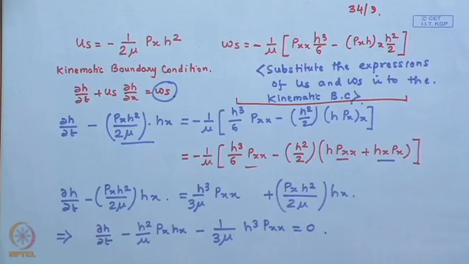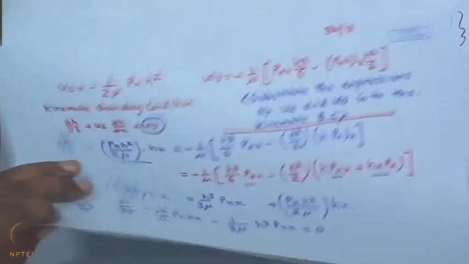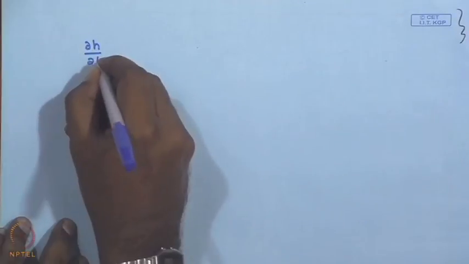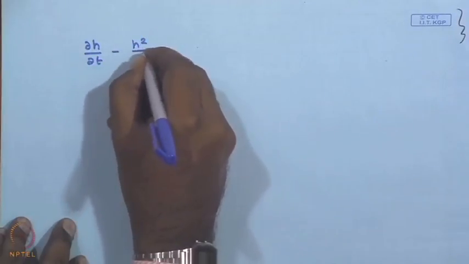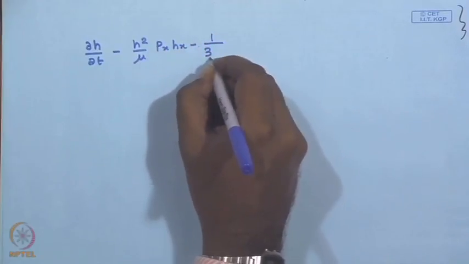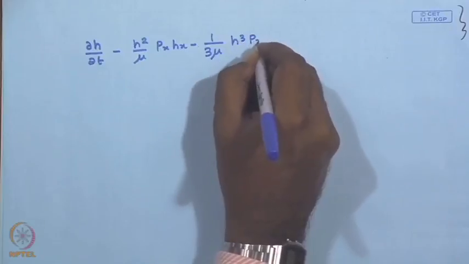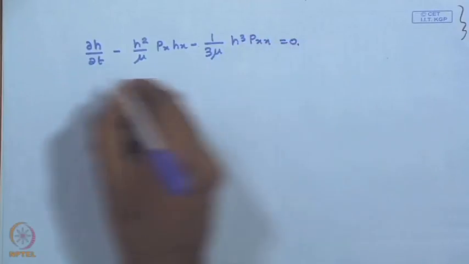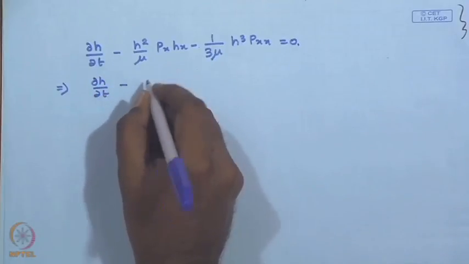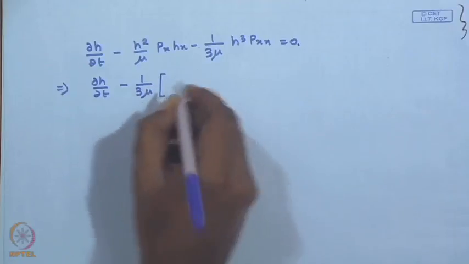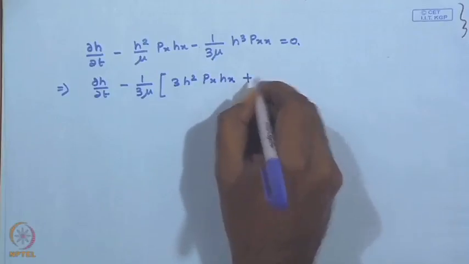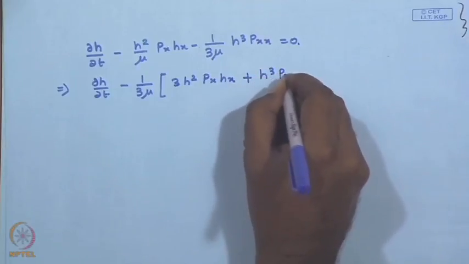And this one, I will just rewrite the expression to take it into a more compact form: h²/μ px hx minus 1/3μ h³ pxx is equal to 0. We just write ∂h/∂t minus 1/3μ into 3h² px hx plus h³ pxx is equal to 0.